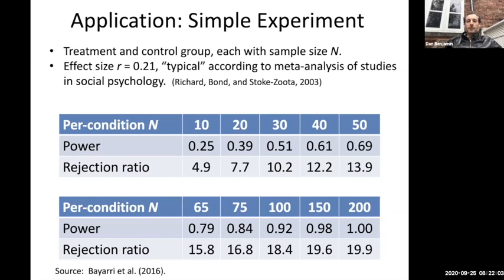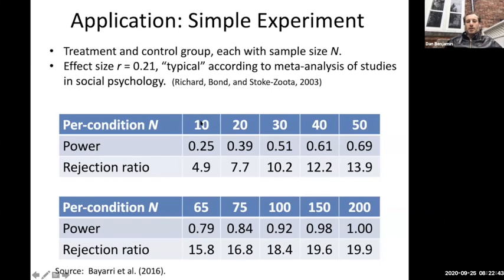So that's one way of evaluating effect sizes, which is common in social psychology. And the reason I'm picking 0.21 is that there was a meta-analysis done about 20 years ago of all research up to that point in social psychology, and they concluded that that was a typical effect size, a kind of average effect size. So what I'm calculating in this table is, given that effect size, what our power is, and also the rejection ratio.